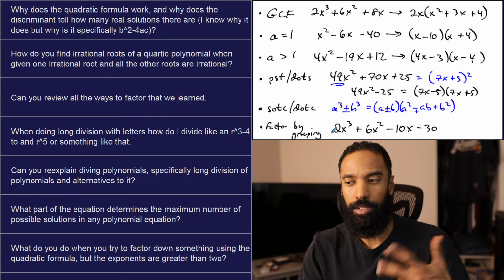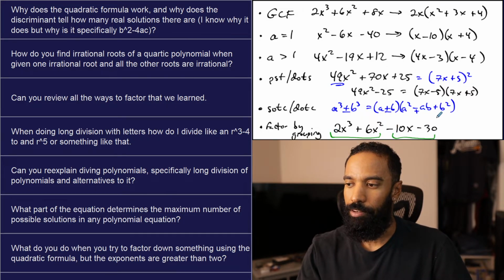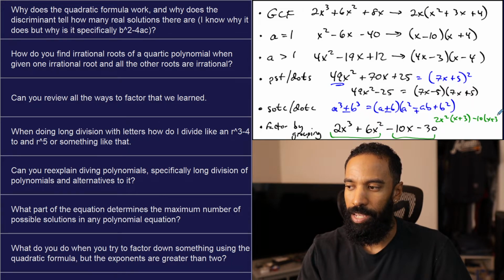And it's something that calls to my attention immediately. I'm really big on proportions that way. So you can factor a 2x squared from here and you get x plus 3. You factor a negative 10, you get x plus 3. And x plus 3 is a common factor in both of these.